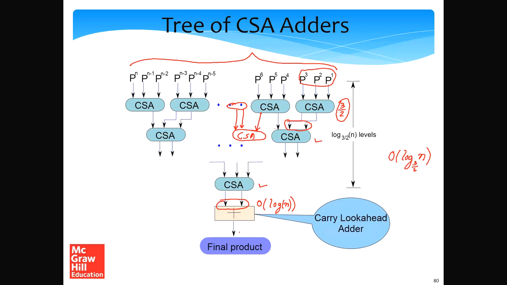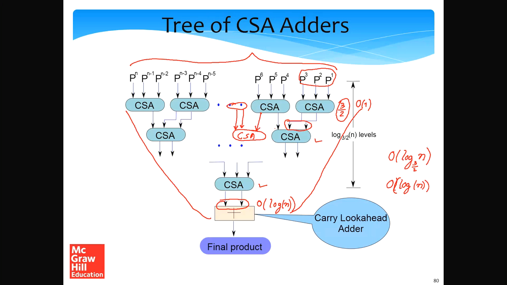So let's now compute the total time of this tree of CSA adders, which is also called a Wallace Tree Multiplier. Since we have this tree over here, the tree has log n to the base 3 by 2 levels, and each level takes order 1 time because one CSA adder runs in order 1 time. So the total time that is required is order of log n to the base 3 by 2, which is the same as order of log n, and the reason being that the base of log does not matter because log to any base and log to any other base are related via a constant factor, so those constants can be ignored.